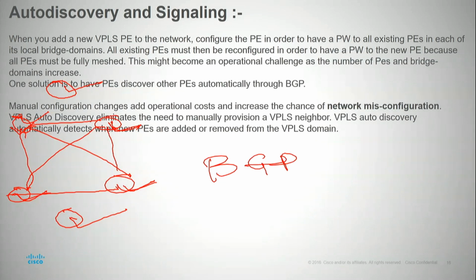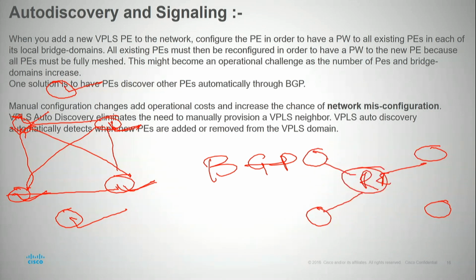VPLS auto discovery eliminates the need to manually provision VPLS neighbors. VPLS auto discovery automatically detects when a PE is added to or removed from the VPLS domain. So if you have any RR configured in the VPLS domain, you just need to configure BGP between them. If you add any device, you just need to configure BGP, and then signaling will automatically form based on BGP.